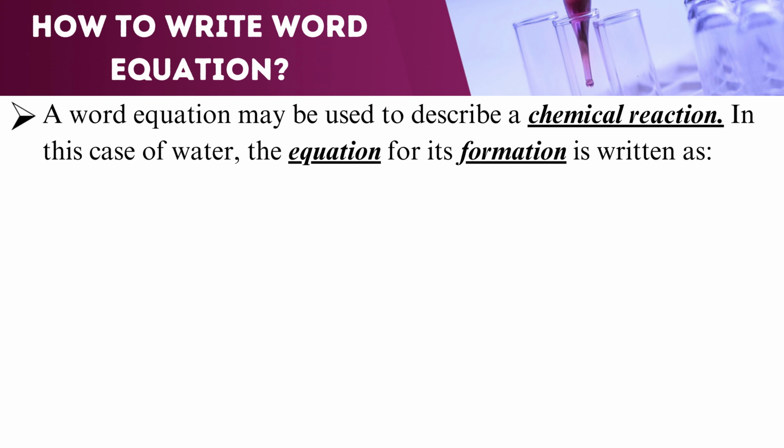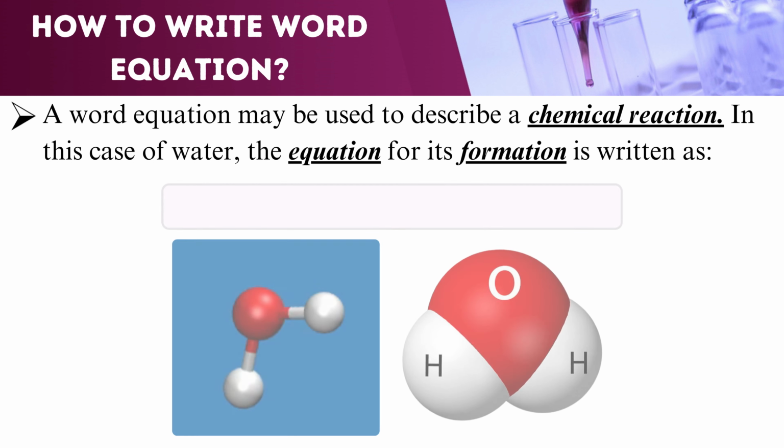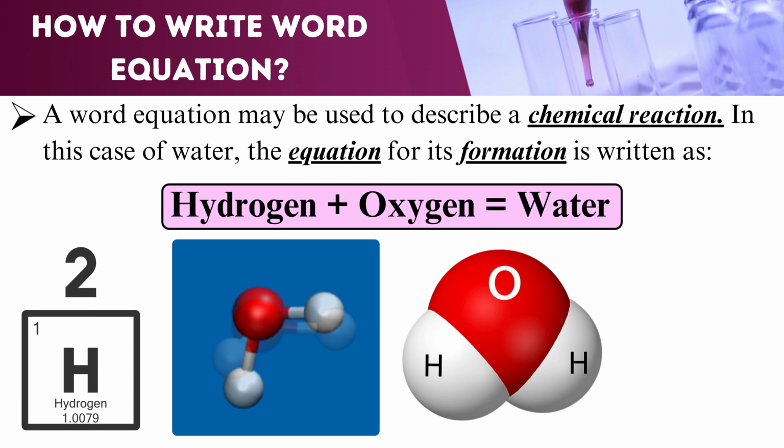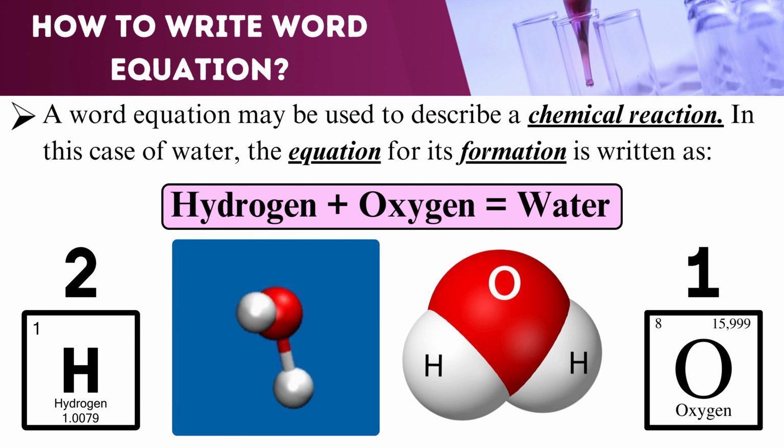A word equation may be used to describe a chemical reaction. In the case of water, the equation for its formation is written as: hydrogen reacts with oxygen to form water. There are two hydrogen combined with one oxygen.